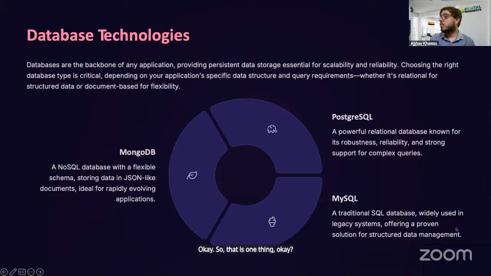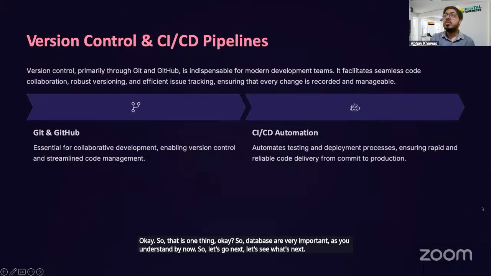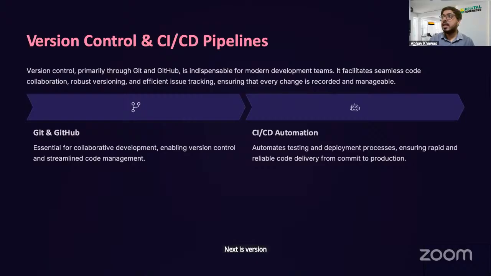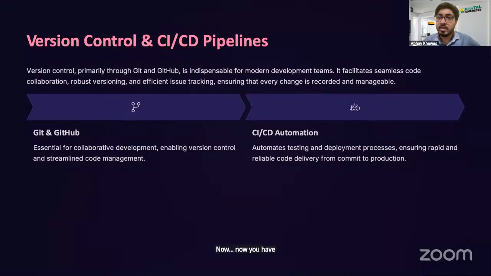Databases are very important, as you understand by now. So let's see what's next. Next is version control and CI/CD pipelines. Very important. Now you have made your whole product. What will you do?